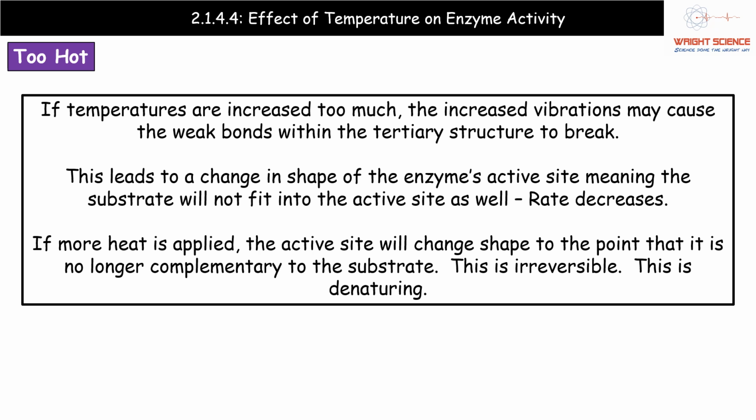So this is an irreversible change, and that is what we mean by denaturing. So we've broken far too many of the bonds within the tertiary structure, leading to a significant change in the shape of the active site.